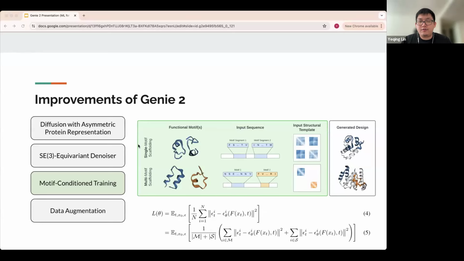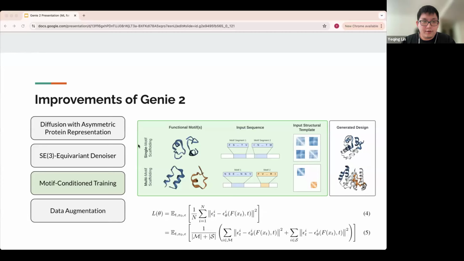Another caveat to mention here is that when we are training Genie 2, we do not train on the multi-motif scaffolding task, which means that we are only training on the single motif task. The reason is that our input specification allows us to underspecify this geometric relationship at inference time. So we just train on the single motif task and then use the multi-motif scaffolding task as an out-of-distribution generalization measurement.